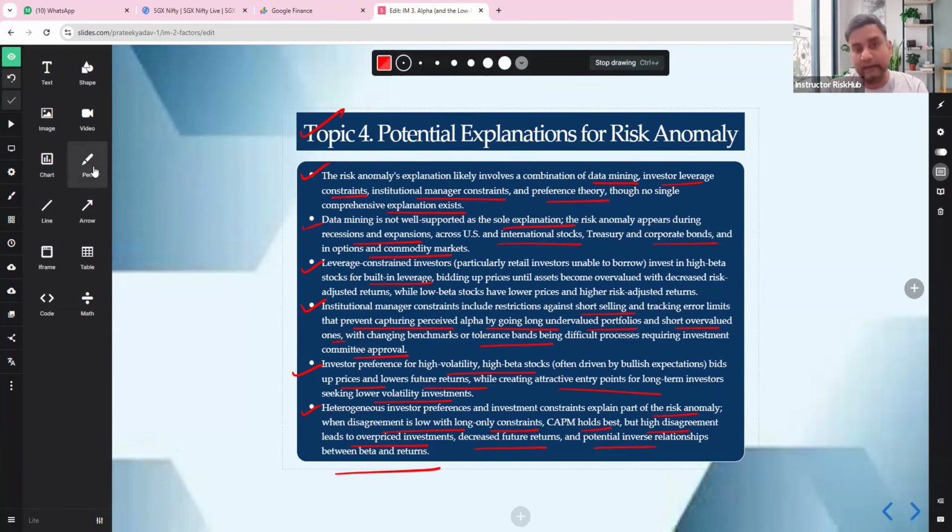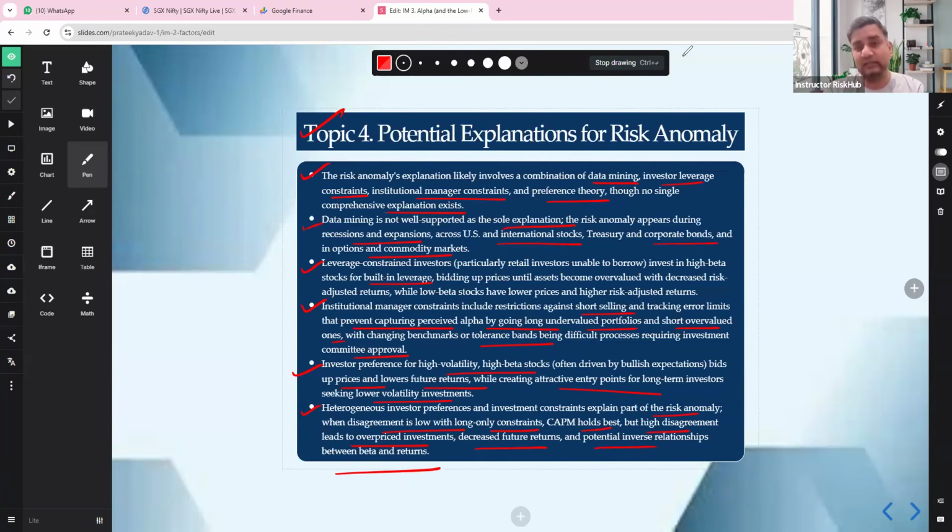Investor preference is one. People like high risk, lottery-like stocks, overpay for them, and get lower future returns. There are leverage constraints. Retail investors cannot borrow easily, so they buy high beta stocks to simulate leverage, which pushes prices up and reduces returns. Institutional constraints: funds face no short selling and tracking error limits, so they cannot exploit mispricing. The result is high beta stocks lead to overpricing. Low beta stocks are underpriced. Data mining is rejected as the sole explanation because the anomaly exists across equities, bonds, and commodities. Overall, with a lot of explanation, we come to the idea that market inefficiencies persist due to constraints plus behavior, that we need to know.